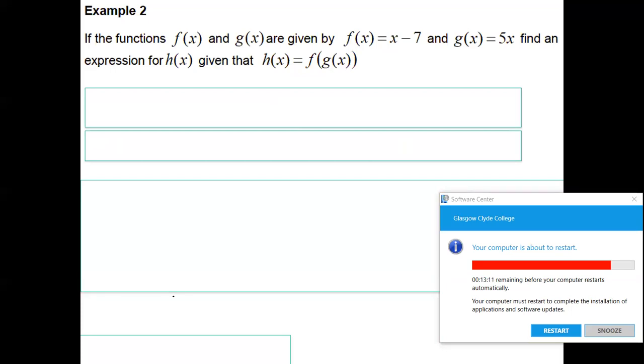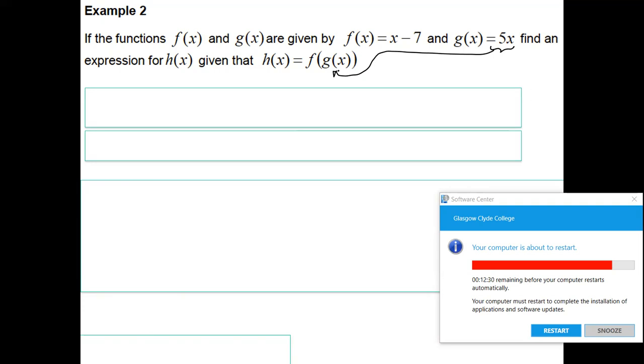The next example I've got in your notes as well, we've got f of x and g of x. f of x is given as x minus 7, g of x equal 5x. Now, if we are asked to find an expression for h of x, such that h of x is f of g of x, so what is the expression? So you just replace g of x with 5x. So what's f of 5x? Remember, that's what we did in our example. So you take that and you plug it in here.